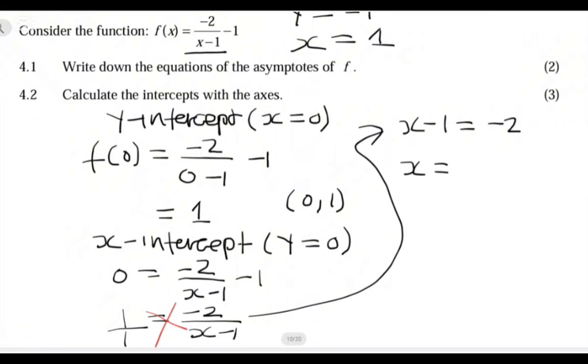And then we're going to take this one to the other side. It's going to be positive 1. And then our x is going to be equal to negative 1, perfect, because this is going to be negative 1. Then our coordinate is going to be negative 1 and 0. So for that, we can take the 3 marks.